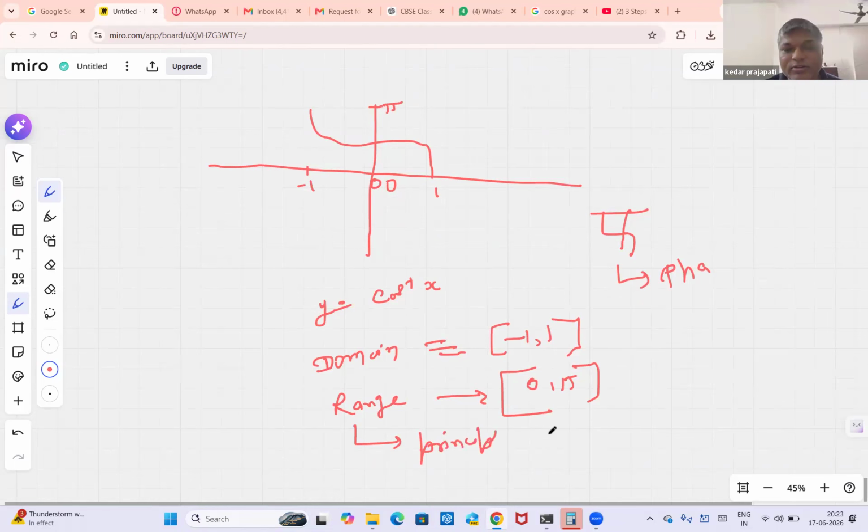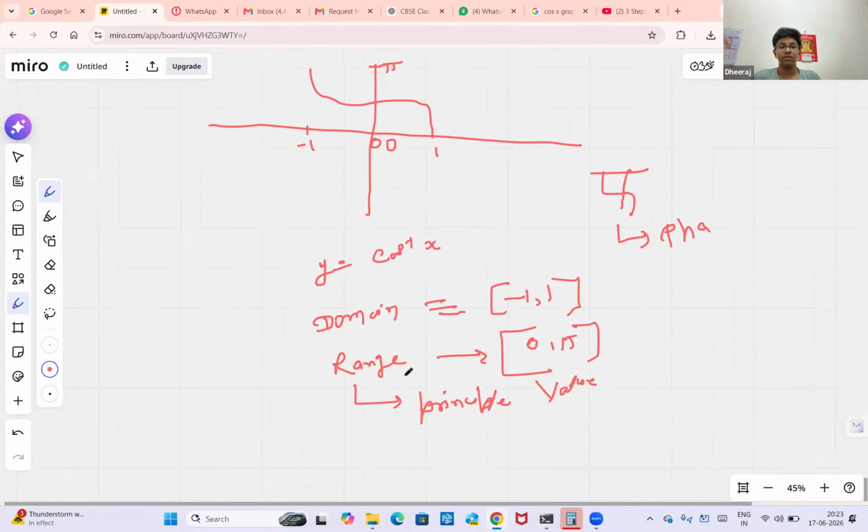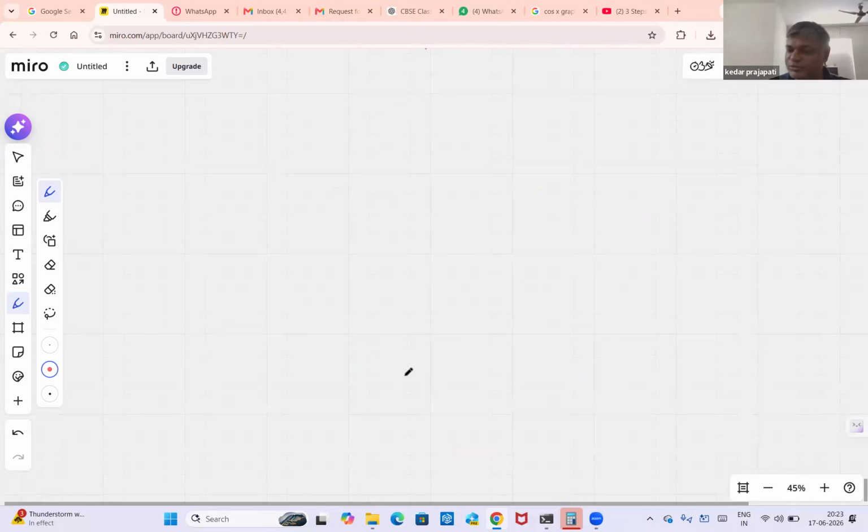I'll give you the table. Clear? Now you know what is the graph of cos inverse x. What is its domain? What is its range? Any doubt? Okay. So far we learned, last day what we learned? For sine inverse, how was it looking?